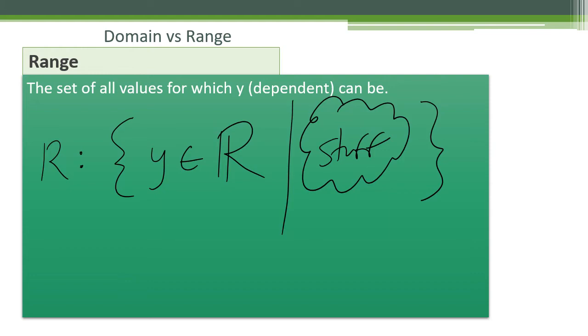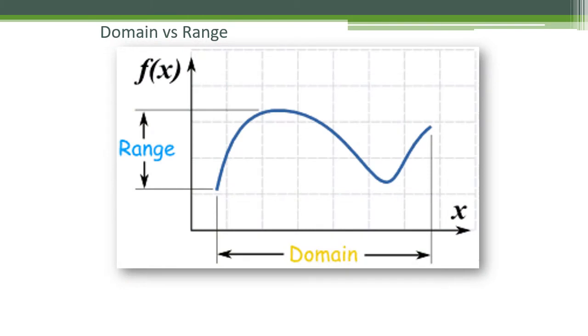But first, I'm going to give you a quick visual. So this is a good visual. That blue thing is a graph. And what you always have to remember is the domain is your horizontal movement. So think of it as left to right. What are the boundaries from left to right? Where does your graph exist? Looking left to right only.